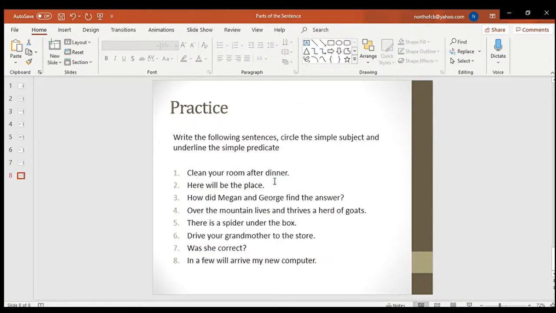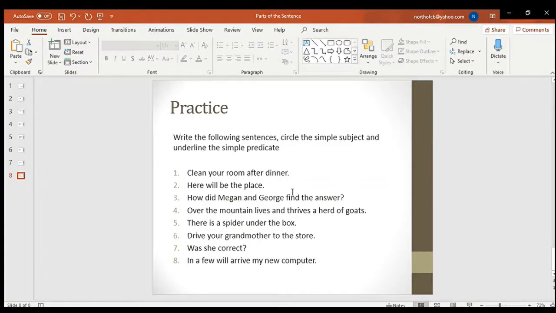Clean your room after dinner. Identify the verb. Clean. Who's going to clean? That's your subject. You are going to clean your room. I'm not cleaning your room. Here will be the place. What will be here? That's going to be the place. Identify your verb. Will be. The place will be here. That's the thing that's existing.